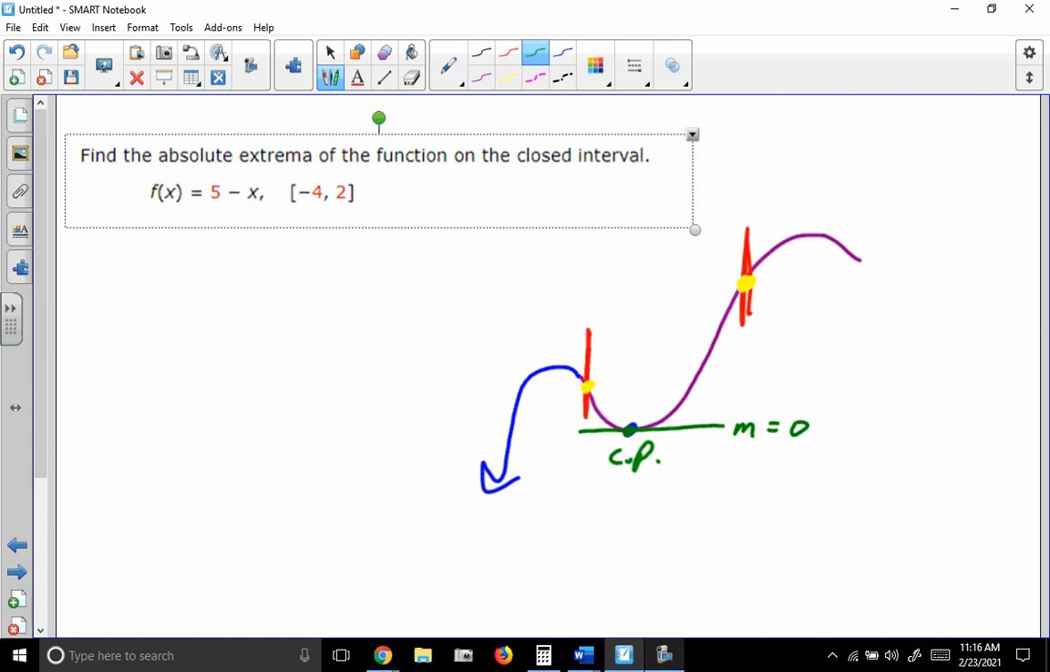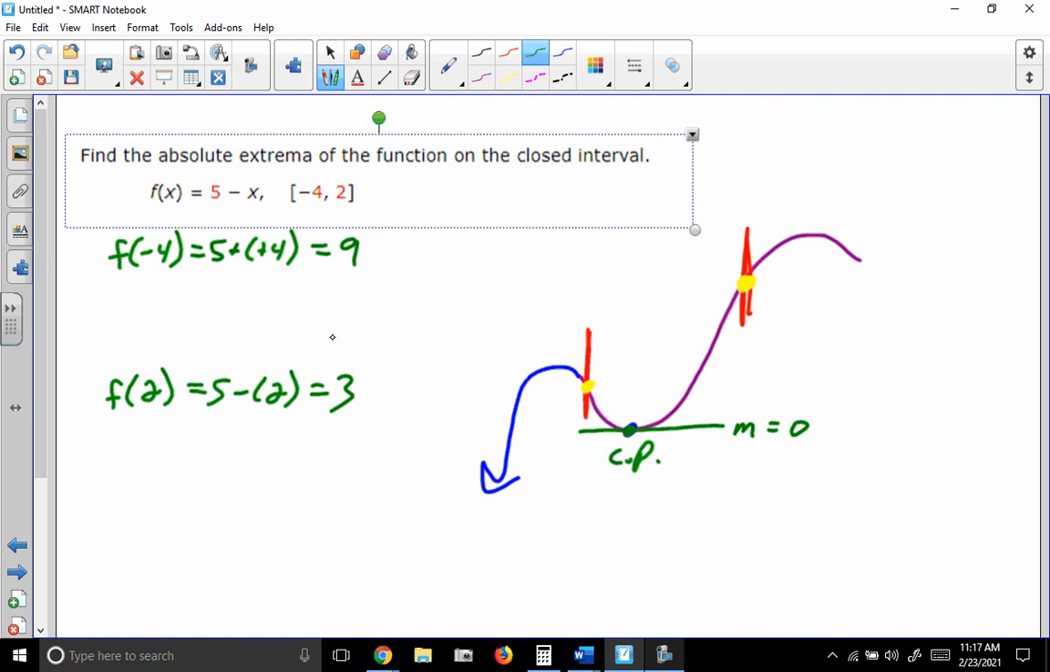So what are we going to do? We're going to test left side. How do we test a y value? We plug the x in and we find out what y goes with it. So when x is -4, y is 5 minus -4, or 9. On the right side, if we plug a 2 in, y is 5 minus 2, which is 3.